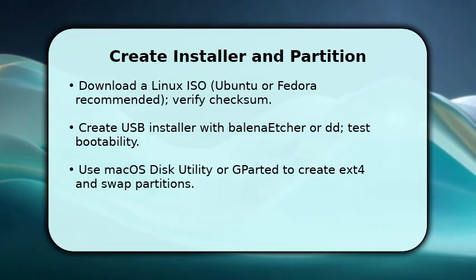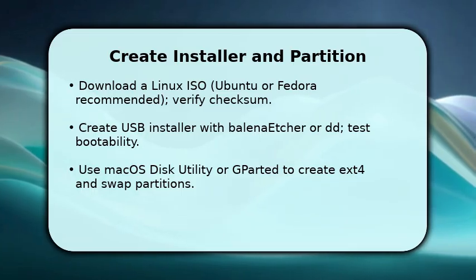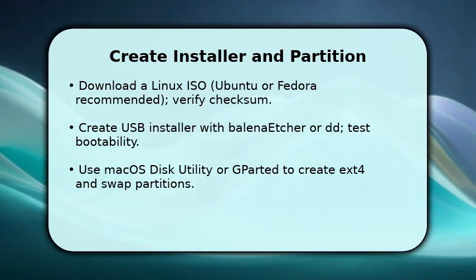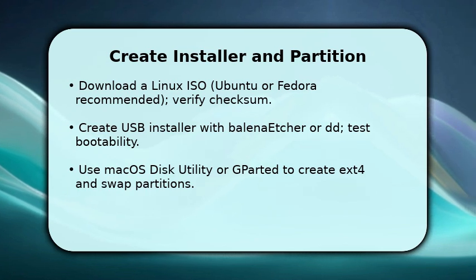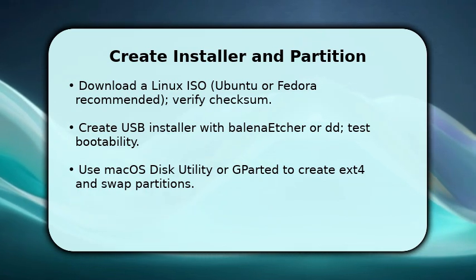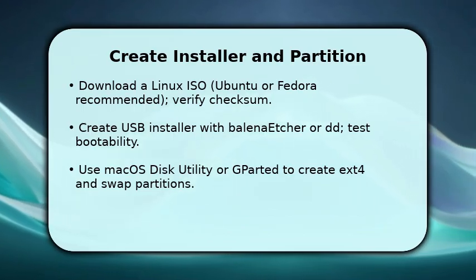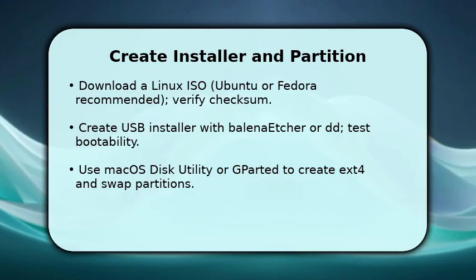Once booted into the live environment, use GParted to create an ext4 root partition and a swap partition sized for your RAM. Format only the new partitions to avoid touching macOS. Make sure the EFI partition remains intact. Installers will use it for boot files.